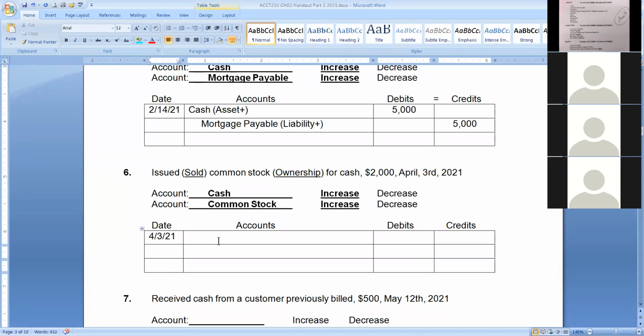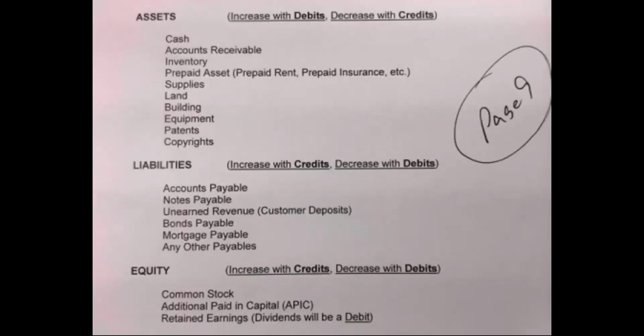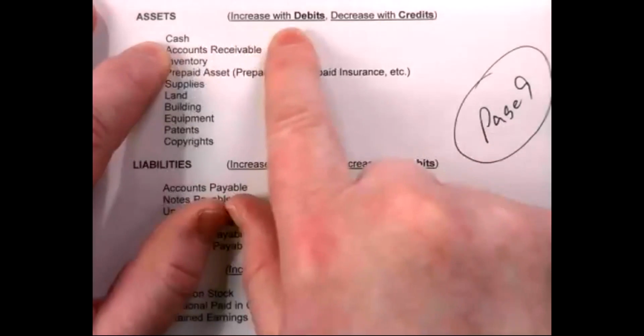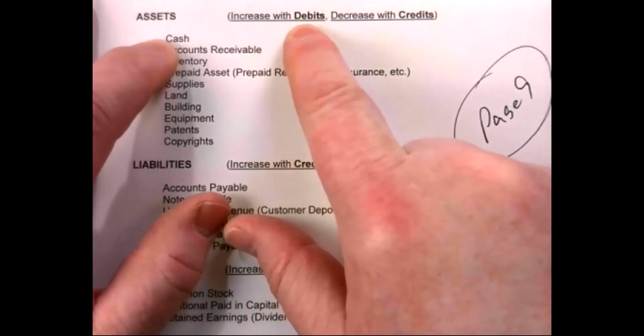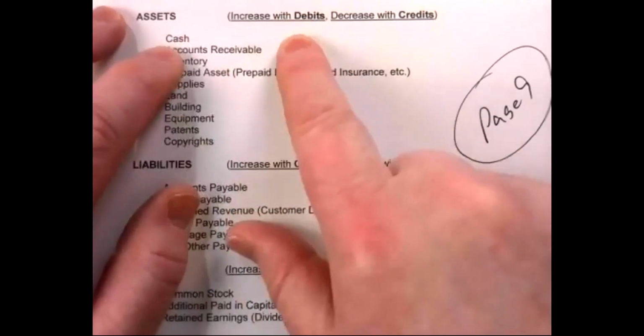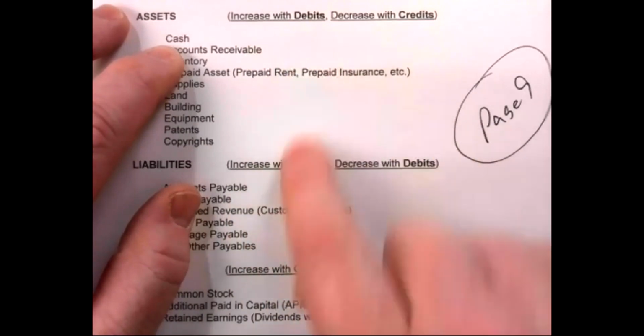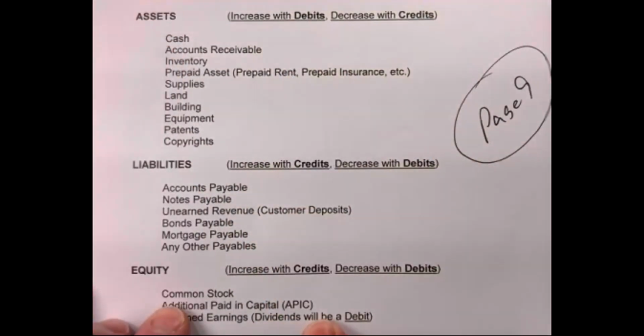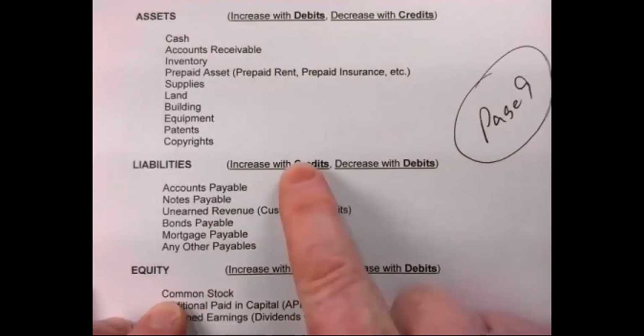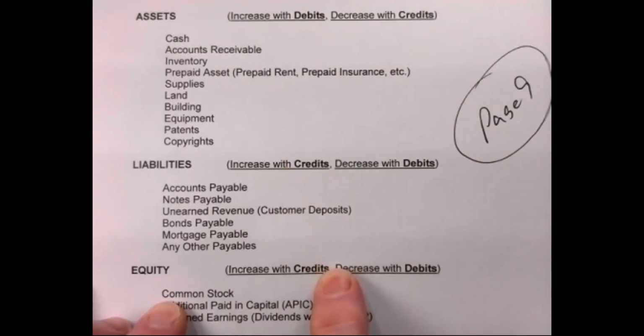Okay, so let's jump to our table. Cash going up, and by now you're probably sick of seeing that because it's the same every time. So cash is going to increase with a debit. All the assets increase with debit. The interesting one is down here, and that is common stock, and it's going to increase with a credit. Sort of like the liabilities. These two are on the other side of the balance sheet. So common stock will increase with a credit.